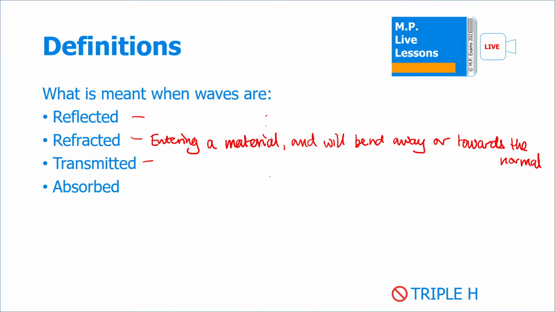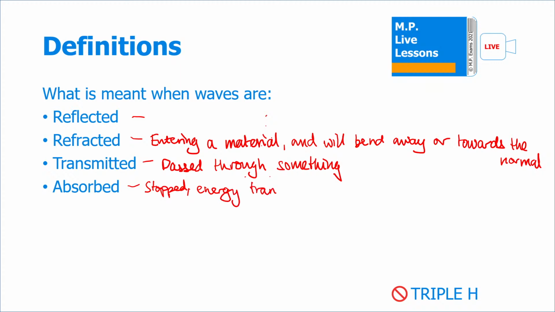Waves that are transmitted means they are passed through something. For example, light can be transmitted through glass. It passes through glass. And absorbed means it's stopped, and energy is transferred to the object absorbing, and also it doesn't get reflected.